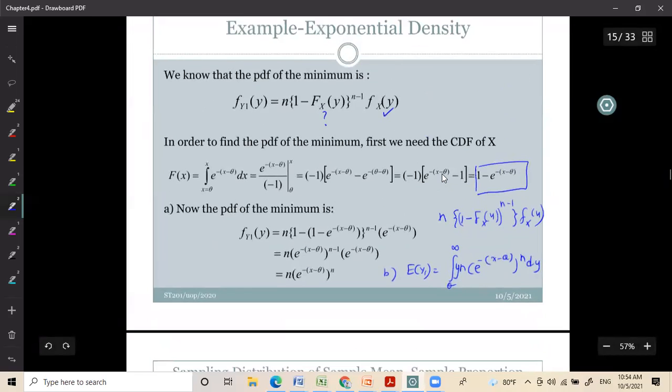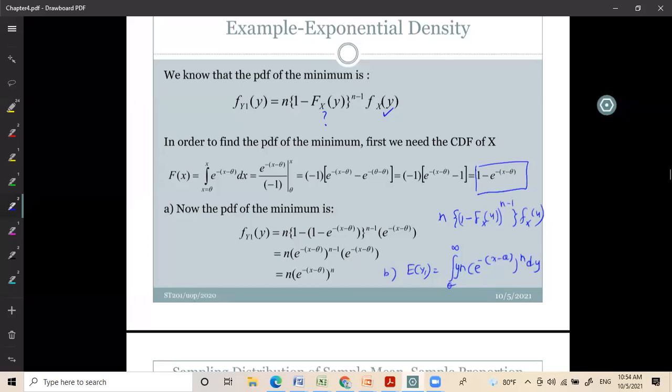Okay, so that's about the order statistics. As I mentioned, we only focus on the minimum and the maximum in this course. But if you are interested in how to find the PDF and the CDF of the in-between order statistics, say Y2, Y3, or Y4, likewise, you can refer to them.